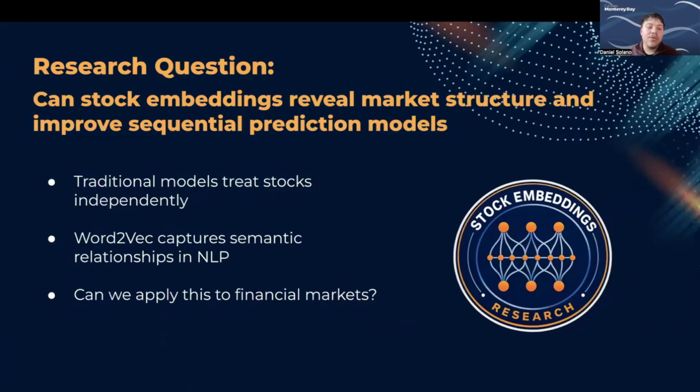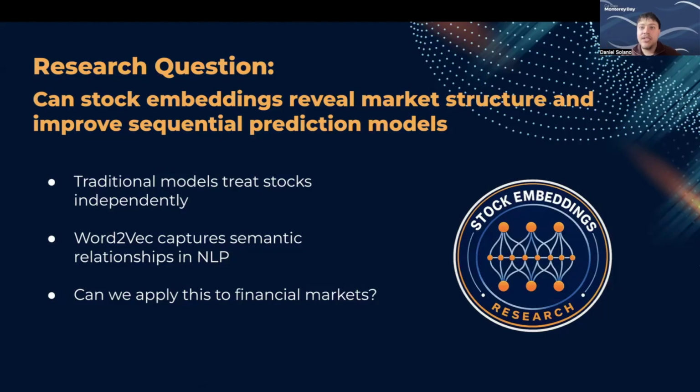So let me start with the core research question. Can stock embeddings reveal market structure and improve sequential prediction models? Traditional financial models treat stocks independently. They look at Apple's performance, Microsoft's performance, and Google's performance as separate entities, with nothing in common.